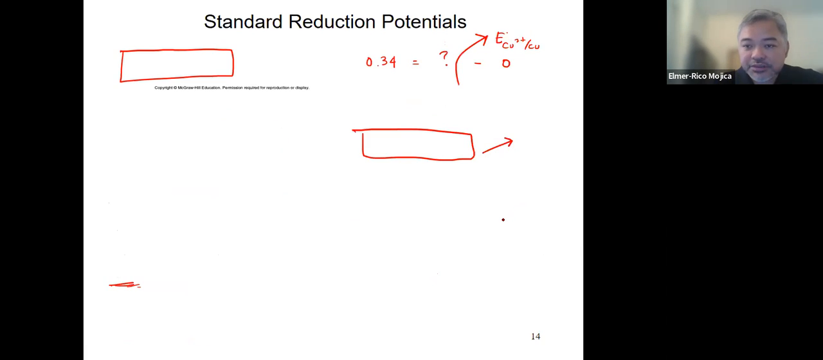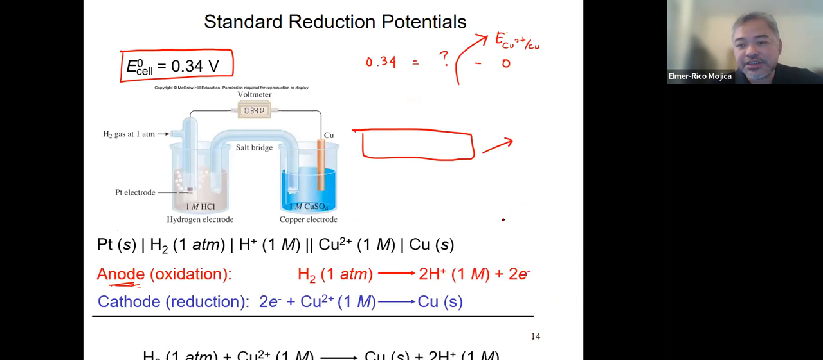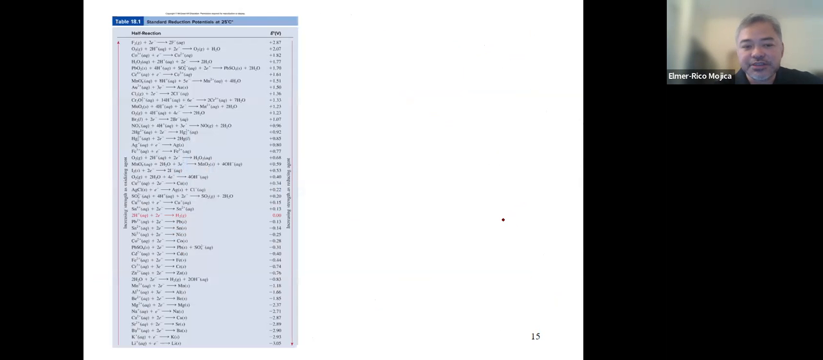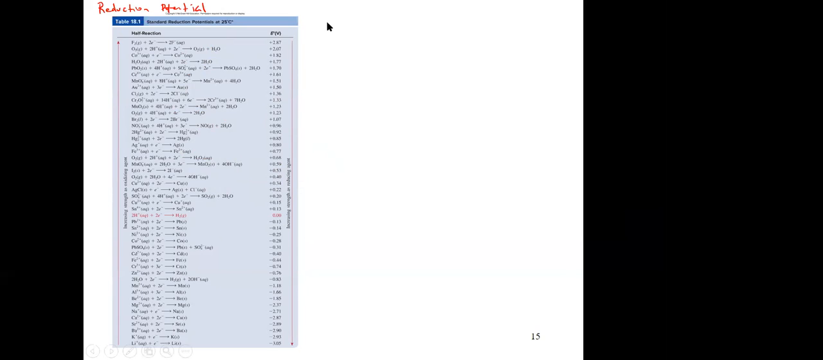The one that is going to be useful to you, not only in the exam next week but in the final exam, is this one. And you will be given this. This is the so-called reduction potential table. What information can you get here? If you look at the reactions here, what type of half reaction do you see? All of them are reduction.